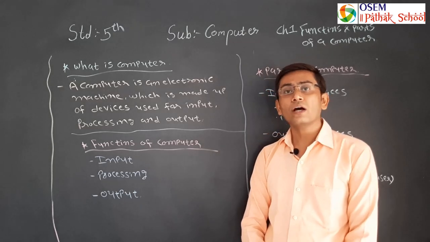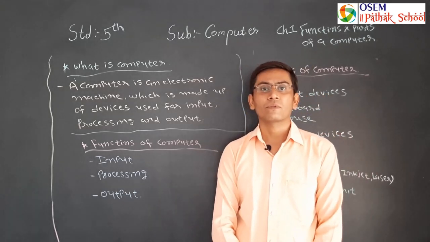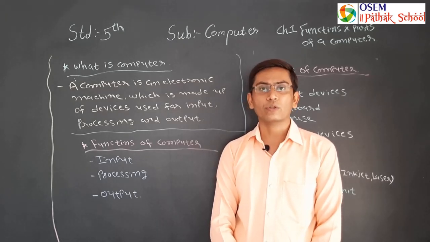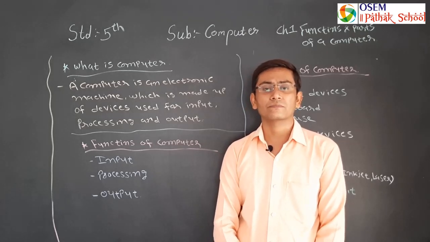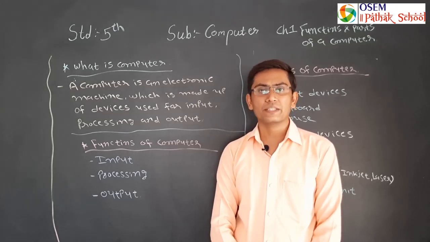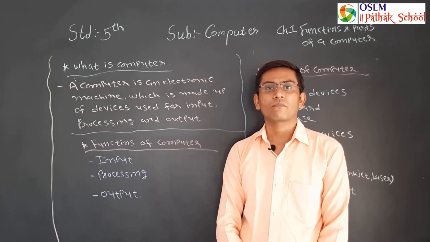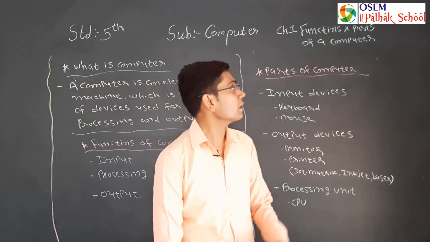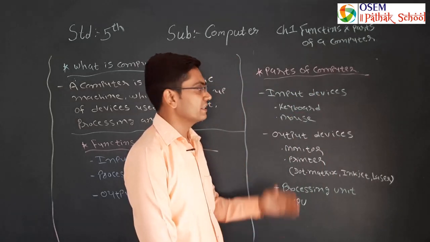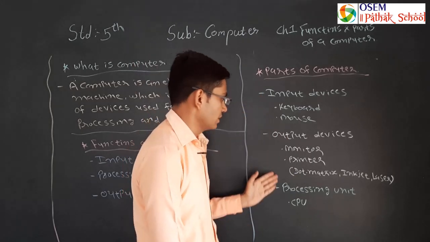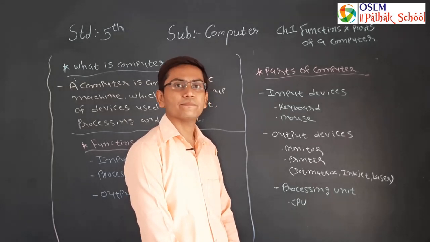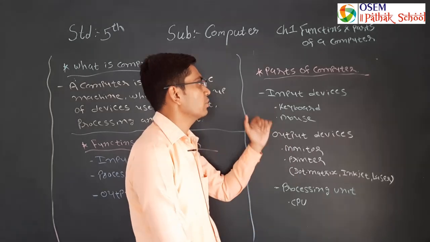A computer is called a smart machine. Why? Because of its special qualities. A computer is made of different parts. The different parts are used for input, processing and output. Which are they? Let's start the topic, parts of computer. There are basically three divisions of parts of computer, that is input devices, output devices and processing unit. Let's start with input devices.